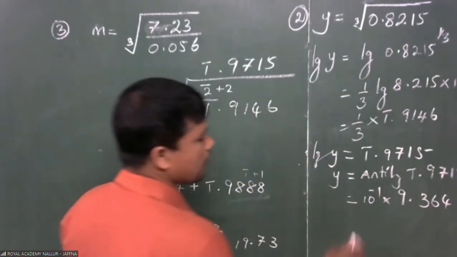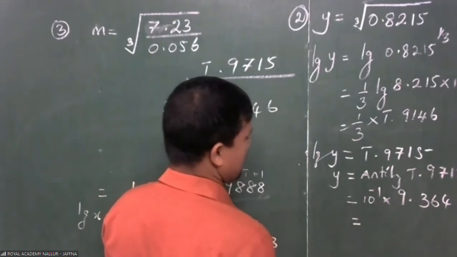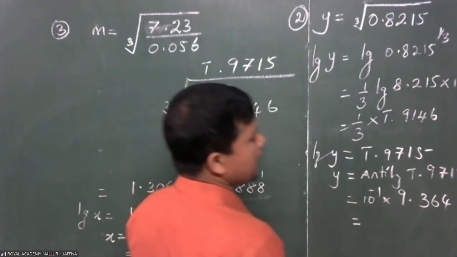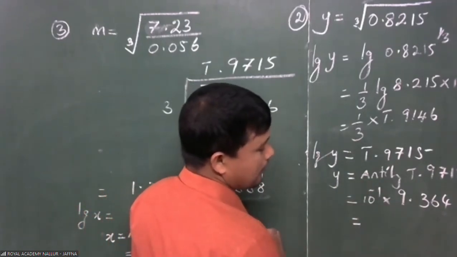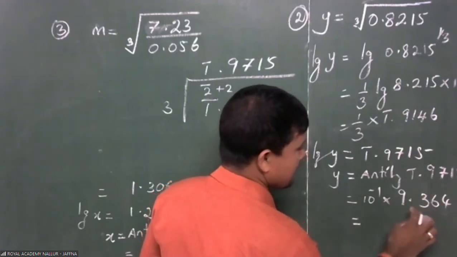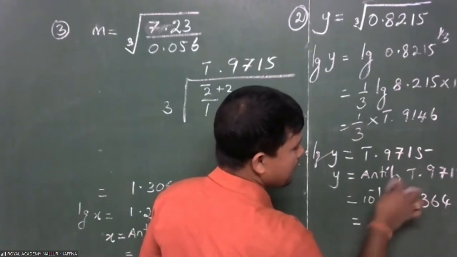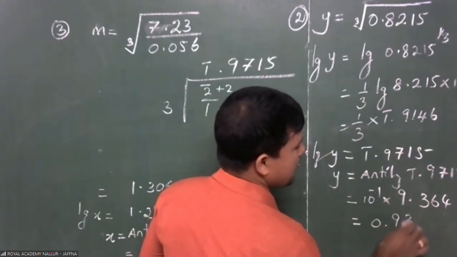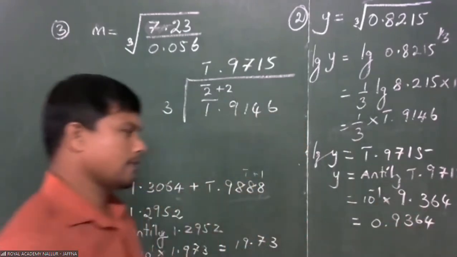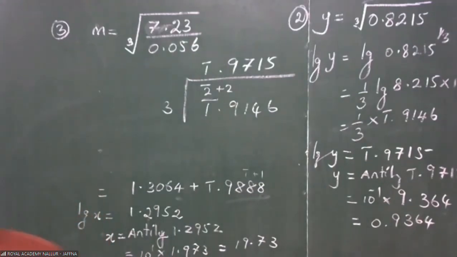So when you use this negative one, from this 10 to the power negative 1, if you write this number in ordinary form, one place here. So 0.9364 is the answer. Okay, children. So the next question is waiting for you.